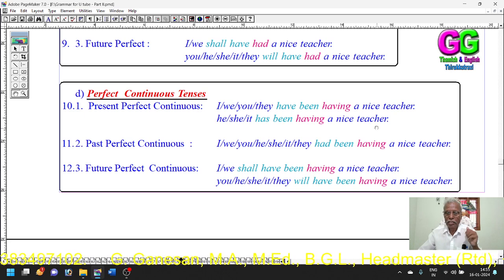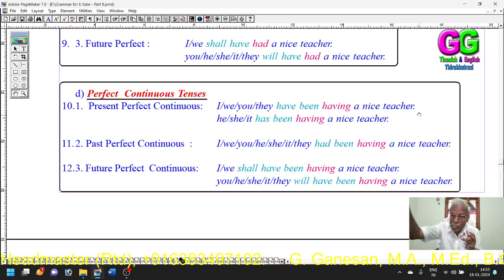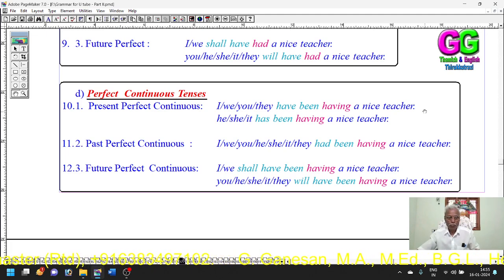He has been having a nice teacher. I have been having a nice teacher. Present tense: I have been having a nice teacher. He has been having a nice teacher.